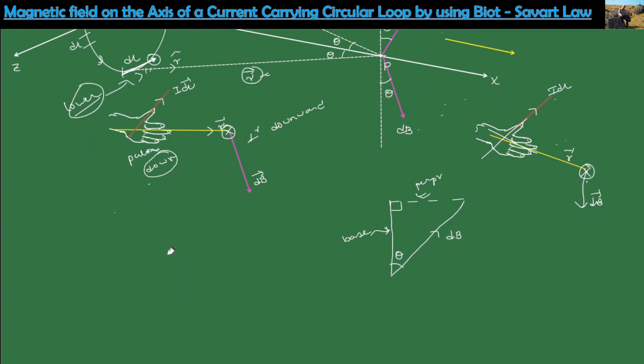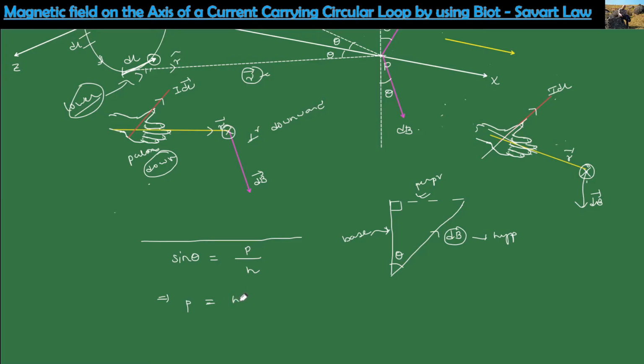So how will I use trigonometry? If I use sine of the angle, sine of the angle will be perpendicular divided by hypotenuse. So what is our hypotenuse? Our hypotenuse is along the direction of dB. So for finding the perpendicular component, it will be hypotenuse into sine of theta.